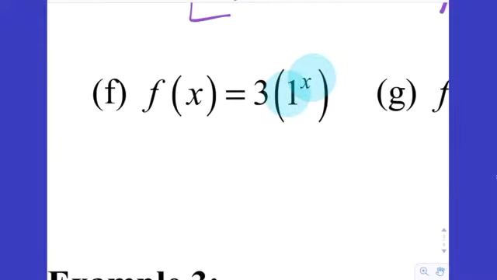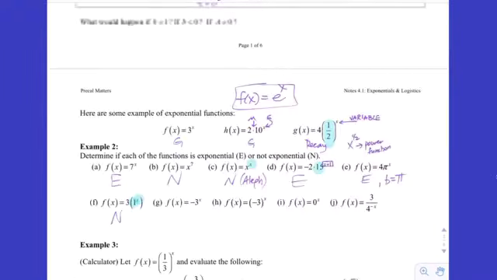If you were to plug in different values of x, what would you get? 1 squared is 1. 1 cubed is 1. 1 to the fourth is 1. And all those times 3 is 3. Guess what this graph is going to look like? It's going to look like the line y equals 3. Is that exponential? That doesn't grow at all. Nope, this is not exponential. Even though it kind of looks exponential, this is not exponential.